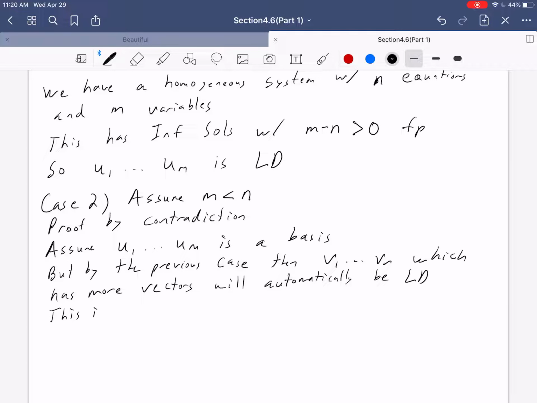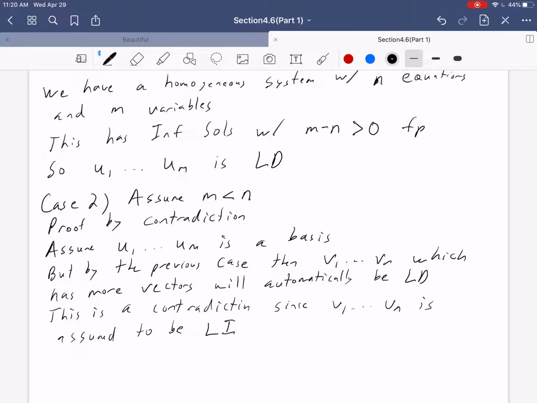This is a contradiction since v1 through vn is assumed to be linearly independent. And there we go. We've gone ahead and proven that every basis for a finite dimensional vector space must be of the same size.